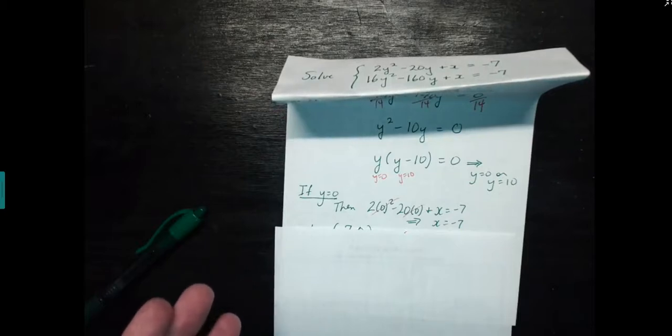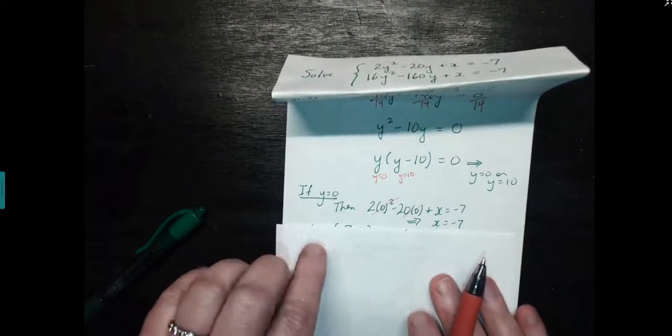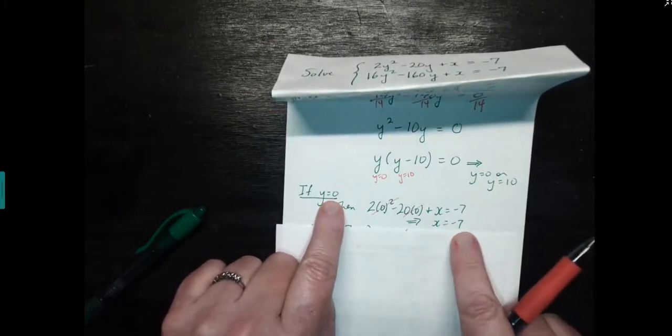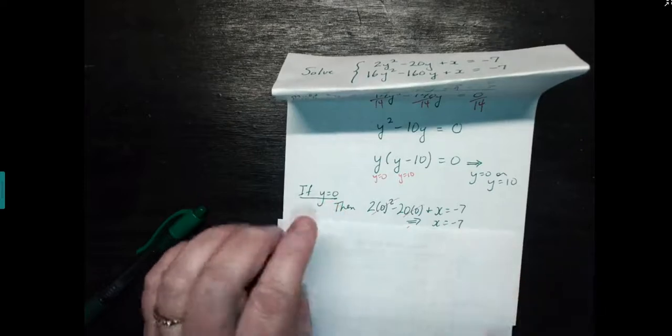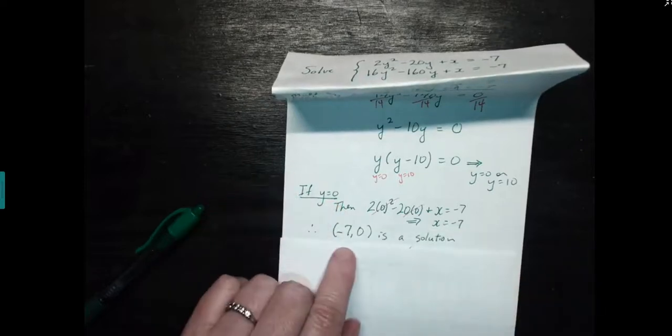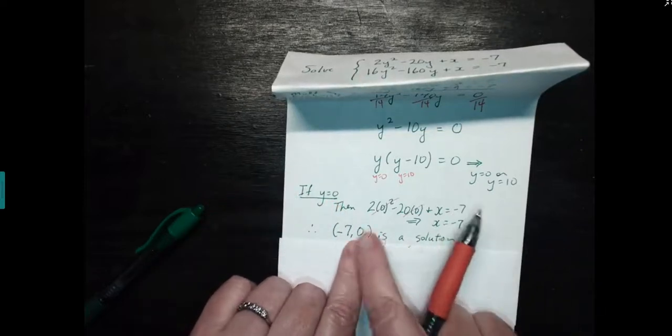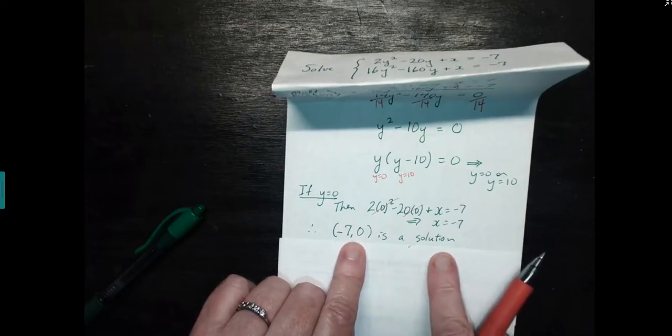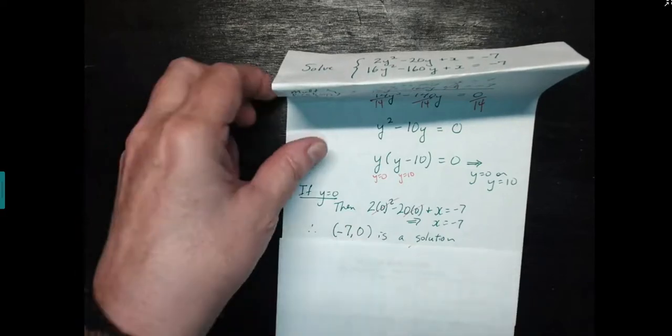If you're writing your answer in point form, be very careful. Don't write 0, -7. That's not right. The x coordinate has to come first. So it's -7, 0. That's our solution. Be very careful about that.